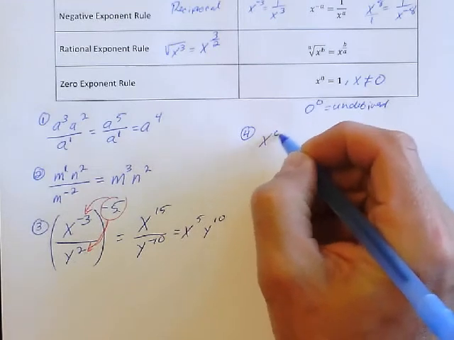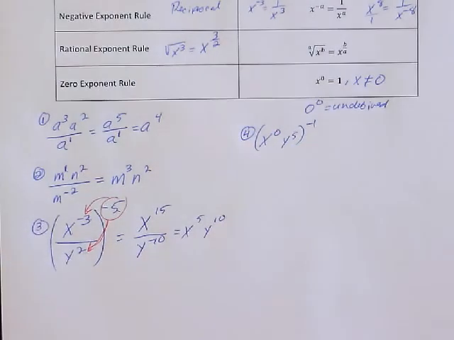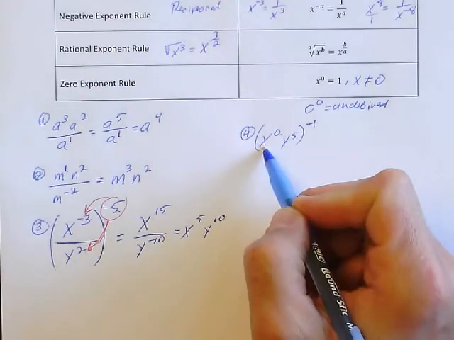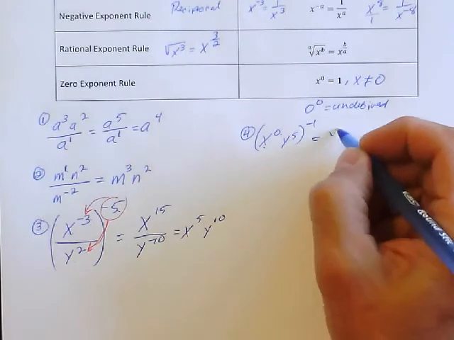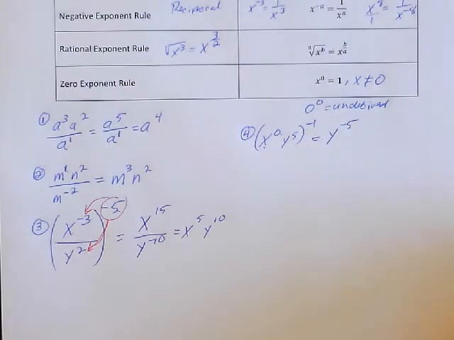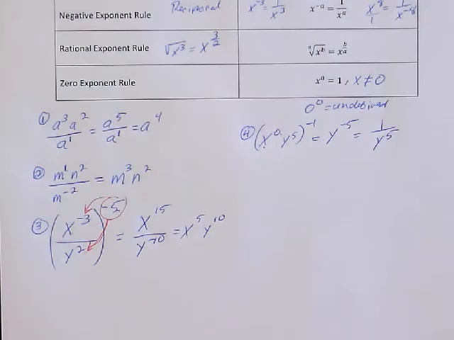I'll put number 4 over here. x to the 0, y to the 5th, all raised to the negative 1. Well, x to the 0 is 1, so we don't really need to worry about that anymore, so this would just become y to the negative 5th. 1 over y to the positive 5th would be the answer there.